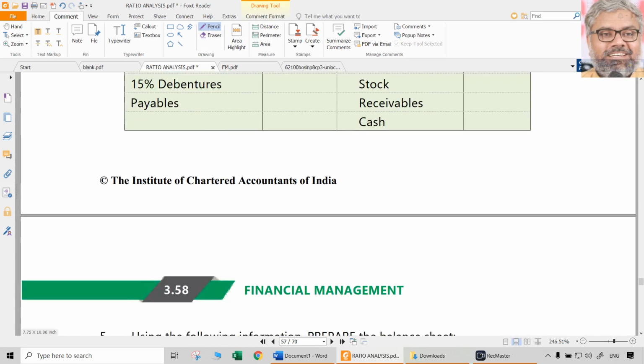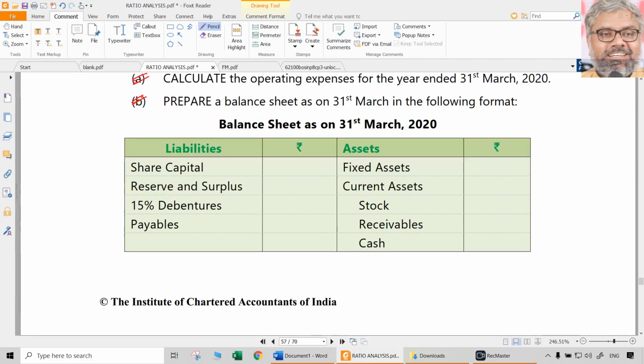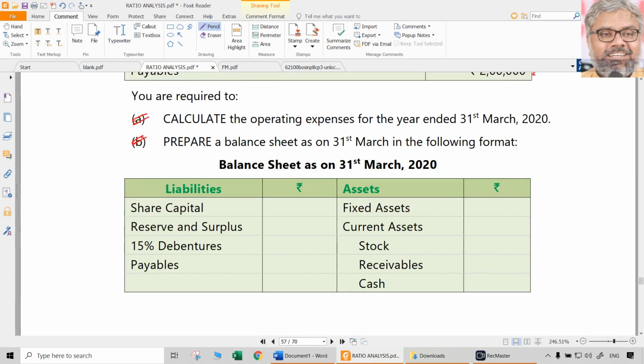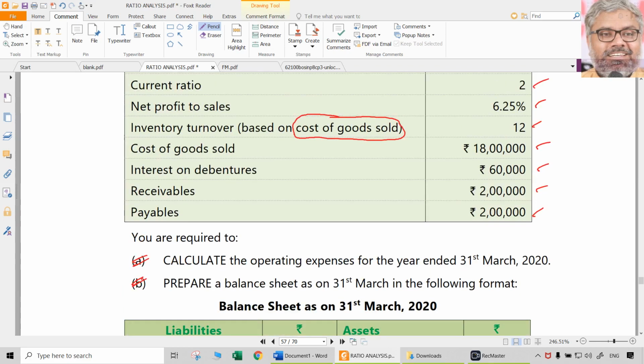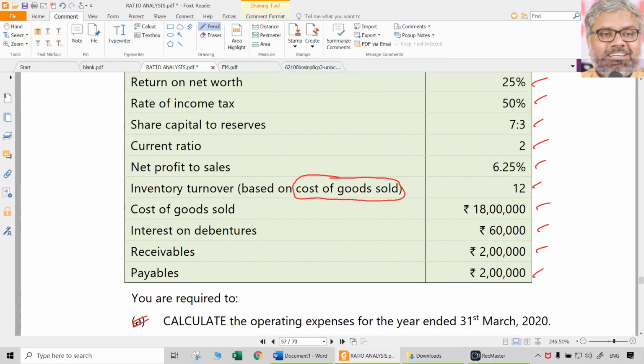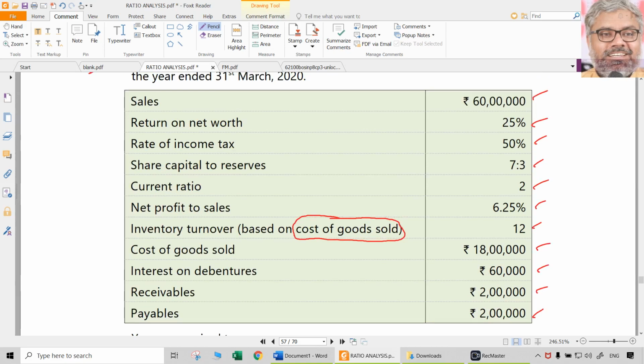See, we don't have to break our heads what items should be there in balance sheet. Everything is given. Format is given already. How much are fixed assets, how much are each of the current assets. These have to be just filled, one way we can say. And before that, we have to find out operating expenses also.